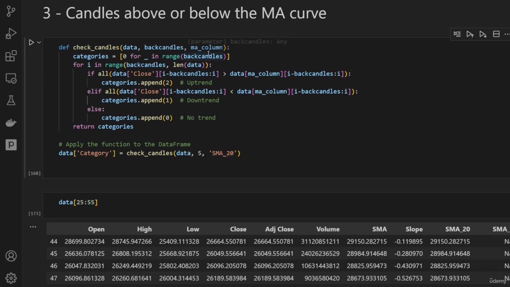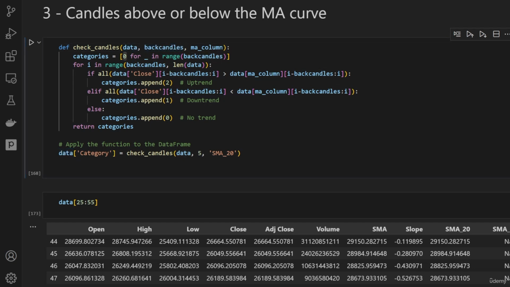In this third example, we're going to check how we can verify if the candles are above or below the moving average curve. We're looking for consecutive candles. They have to be a series of candles all above the moving average curve, in which case we consider we have an uptrend. And if they are all below the moving average curve, we consider we have a downtrend. We're going to do this in a function called check candles. We're defining this function. It takes the data frame as an input parameter.